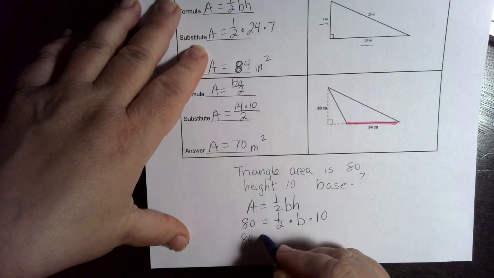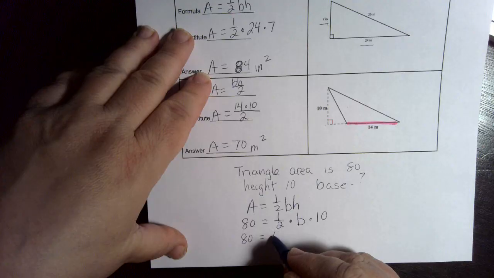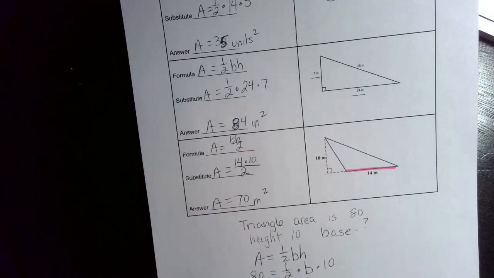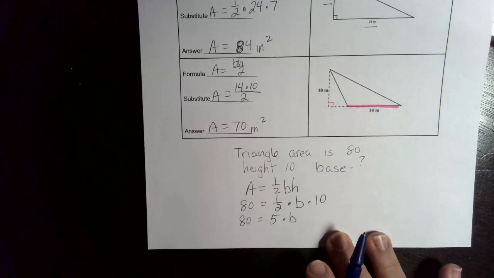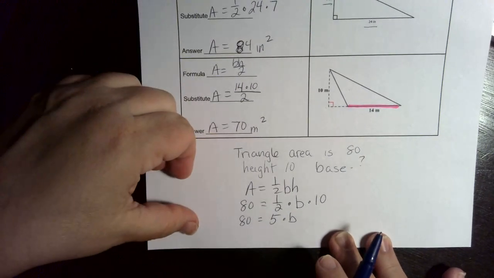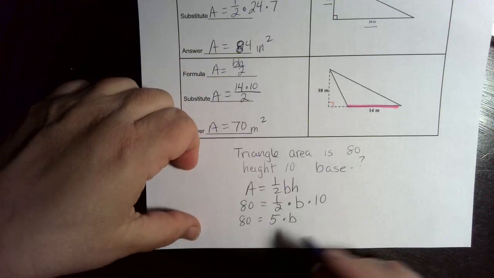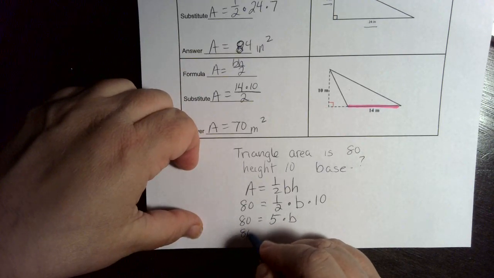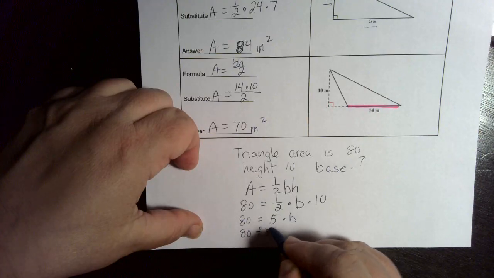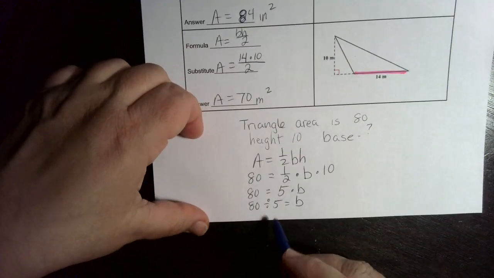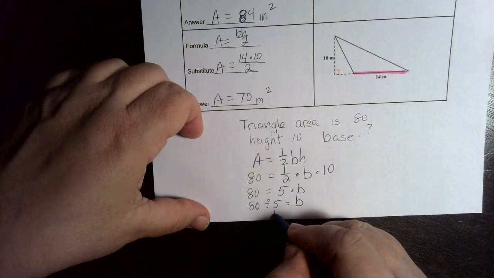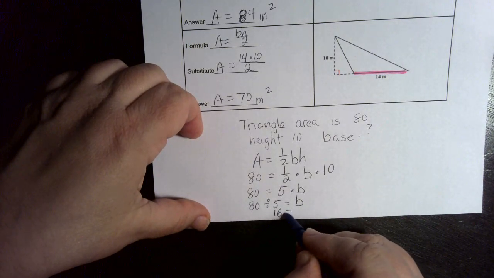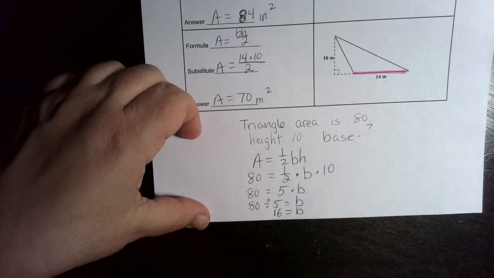So then we are looking at 5 times my base gives me 80. Oops, sorry about that. And in this case, you're using your algebra skills of what is the inverse operation. Well, the inverse of multiplication is division. So I would do 80 divided by 5 is B. 5 goes into 8 once, with 3 left over. And then 5 goes into 30. So therefore, my base would be 16.